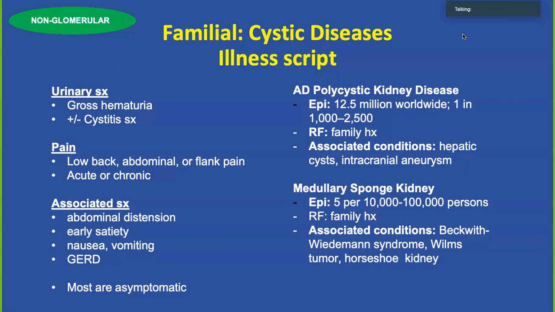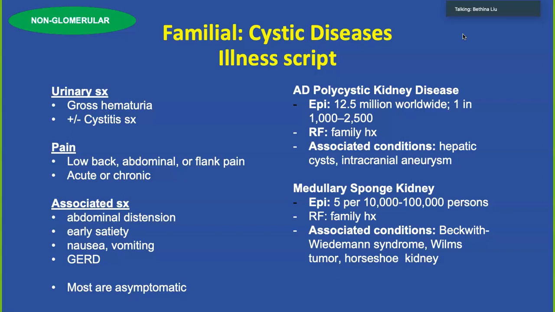For some of the familial diseases that can cause hematuria, the presentation can be seen in gross hematuria with or without cystitis symptoms. Additional symptoms could include low back pain, abdominal pain, or flank pain, and the pain can be acute or chronic. Associated symptoms include abdominal distension, early satiety, nausea, vomiting, and GERD. All of these are due to the compressive effects resulting from the changes in the kidney. But these patients can also be asymptomatic.